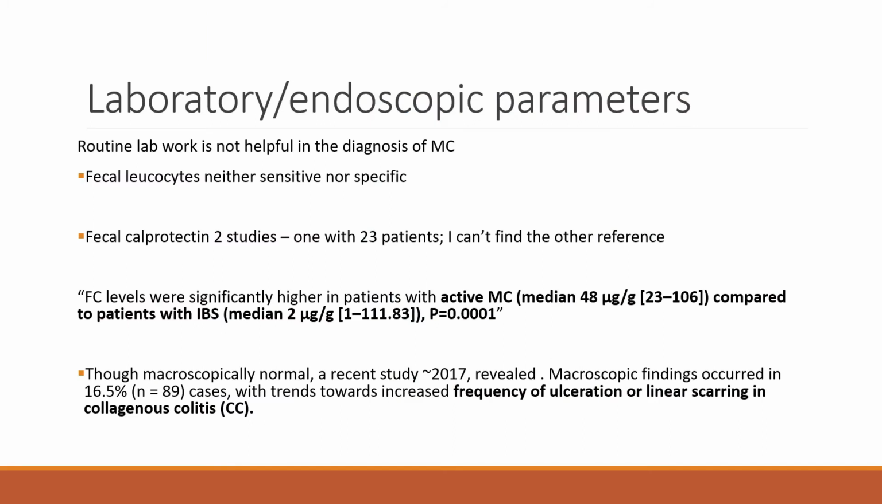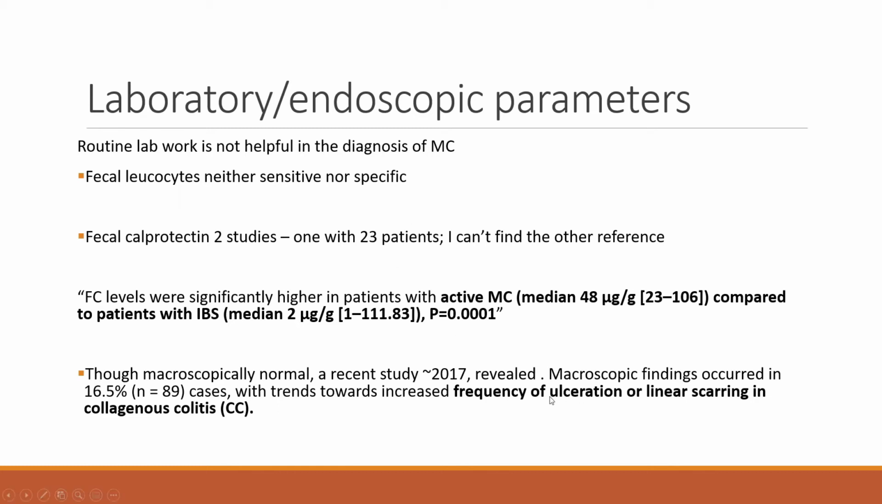Okay. Now, laboratory and endoscopic parameters. Generally, routine lab work is not helpful. Sometimes people have minor fecal leukocyte elevation. There's one study which actually used calprotectin to distinguish IBS from microscopic colitis, and generally in patients with microscopic colitis, the median level was 48 compared to 2 in IBS patients, which makes sense. There is still evidence of minimal inflammation. One of the two studies had 23 patients. The other study, even though there was a reference, I really could not find it. Maybe it was an abstract published in a meeting.